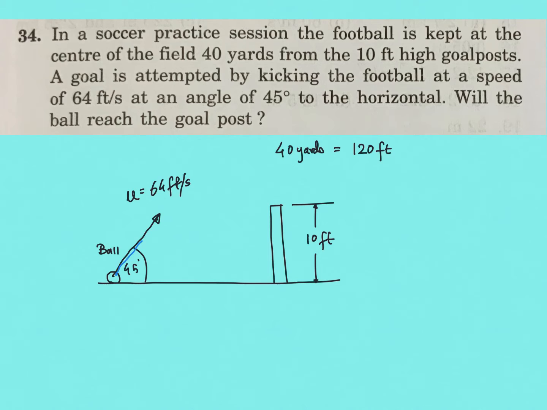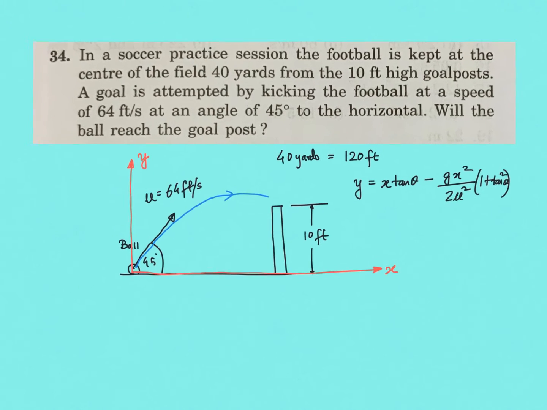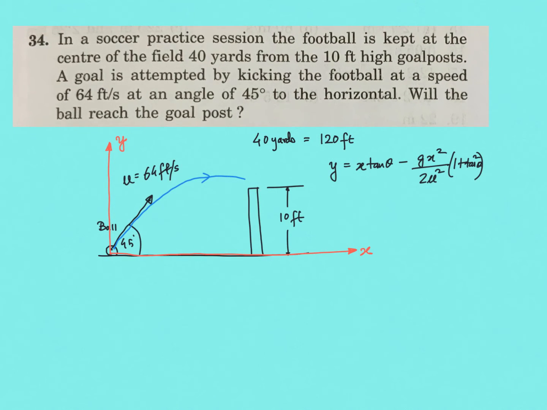So the path of the ball will be a projectile path. So we can solve this problem in this way. We can consider the equation of the projectile path. So choose the x and y axes like the ones shown. So the equation is y equals x tan theta minus g x squared by 2u squared into 1 plus tan squared theta. This was the equation of the path of the projectile.